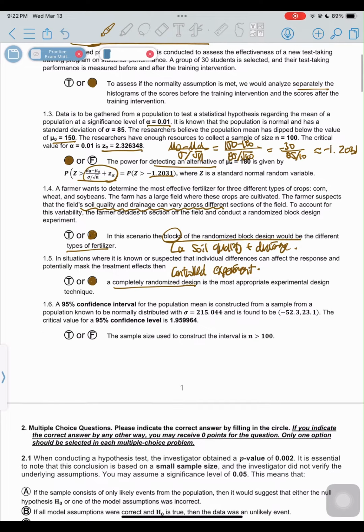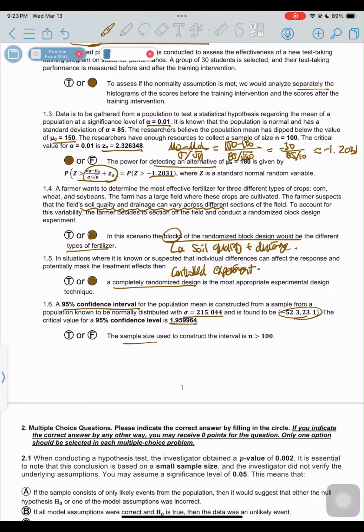And 1.6, the sample size, 95% confidence interval, sigma is equal to 215.044, and the critical value is that, and we're interested in finding the sample size, basically.